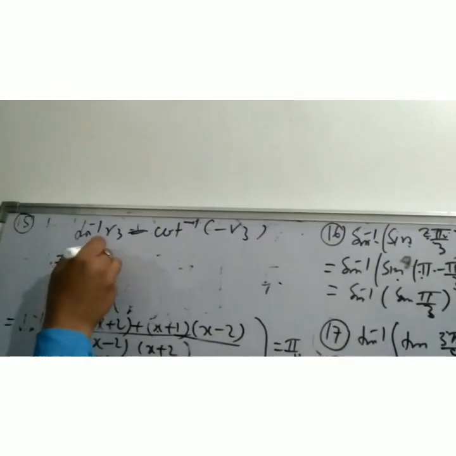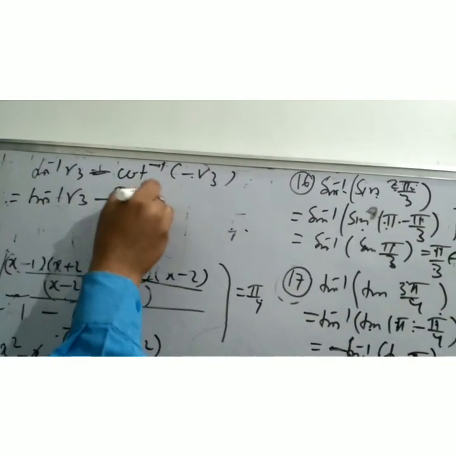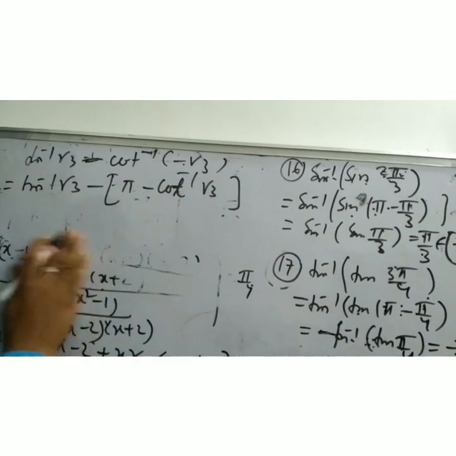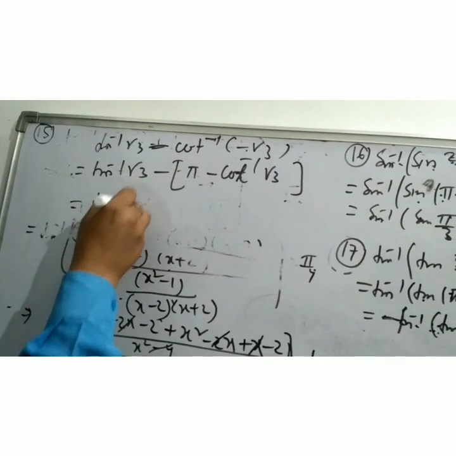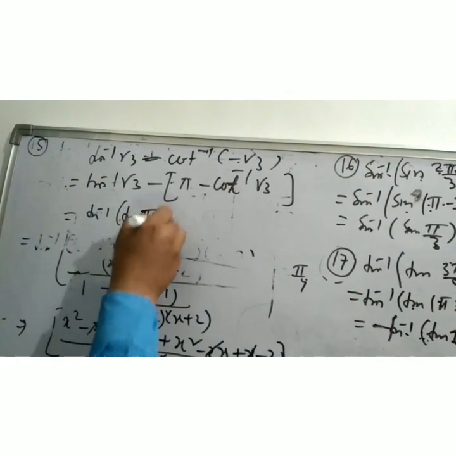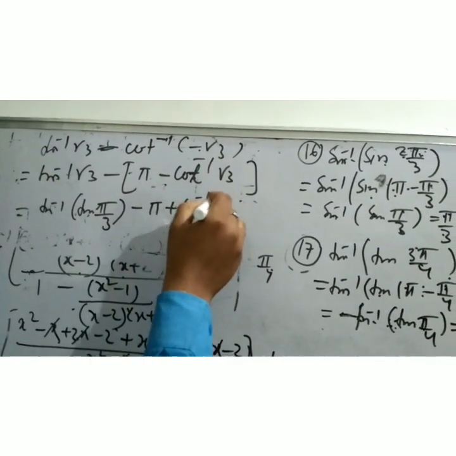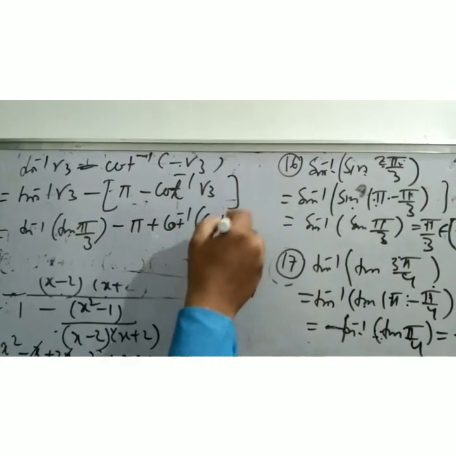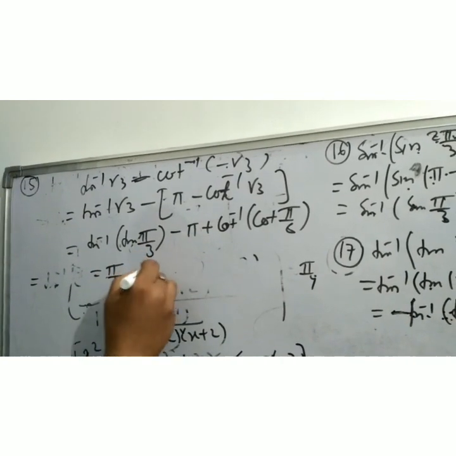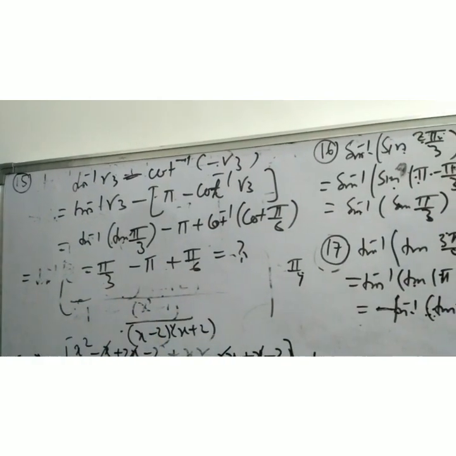We know tan inverse root 3, and in the case of cot inverse of minus root 3, it will be pi minus cot inverse root 3. We know the property that tan inverse root 3 is equal to pi by 3, since tan pi by 3 is root 3. Then minus becomes plus cot inverse root 3, which is pi by 6. So it will be pi by 3 minus pi plus pi by 6. Then solve it. What is the value that comes? It will be the answer. Thanks.